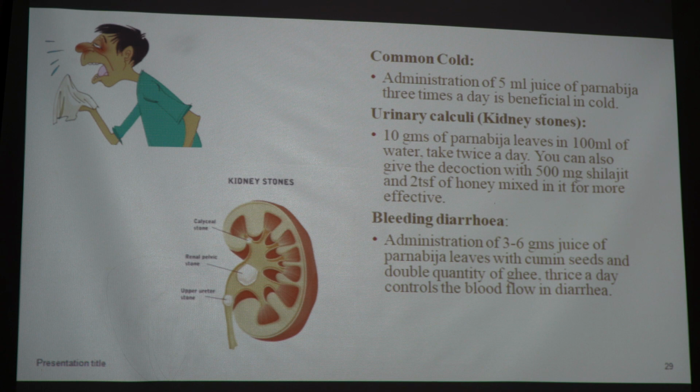Bleeding diarrhea. Administration of 3 to 6 grams juice of Pathar Chata leaves with cumin seeds. Cumin is jeera seeds, and double quantity of ghee thrice a day controls the blood flow in diarrhea.